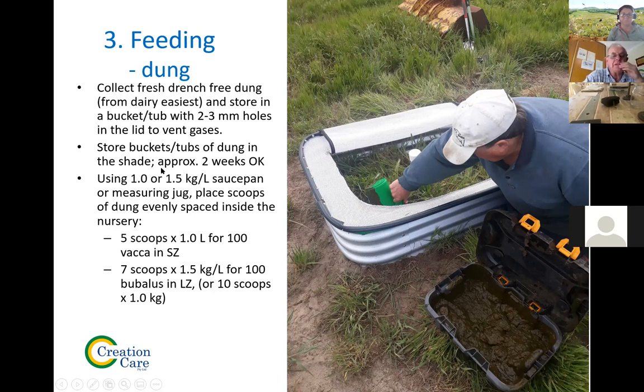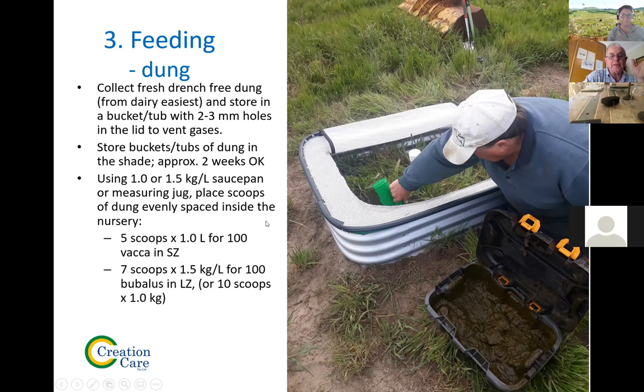So if you're going to be getting these beetles, and you've set up your nursery and collected some dung, you think, how much dung do I put in the nursery? That's a key question. We get either 1 kilogram or 1 liter, because they're about the same; dung's about 80% moisture. Use a 1 liter or 1.5 liter saucepan or measuring scoop, and place those scoops evenly inside the nursery. Now, this is the formula. If you're getting 100 vacca in your SZ nursery, put 5 1-liter scoops in the nursery to start with. And with your Bibalus, put 7 1.5 kilogram or liter scoops for every 100 Bibalus. Or if you only have 1 liter scoops, you need to put 10 in.